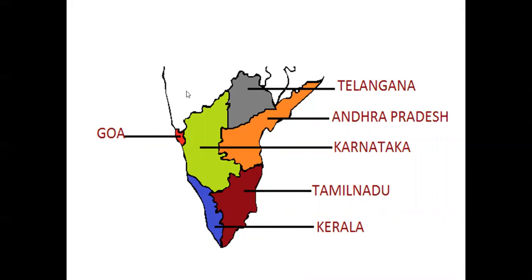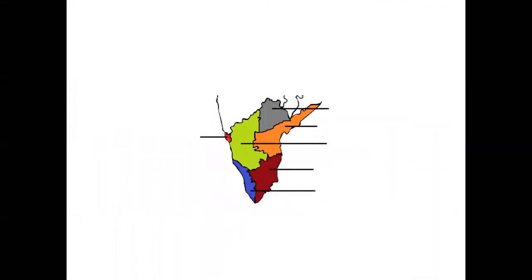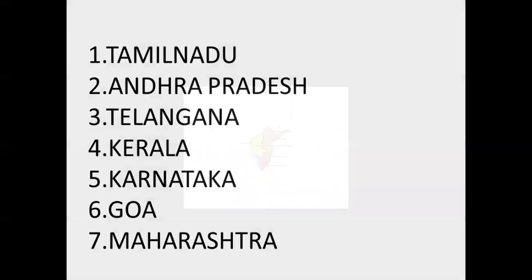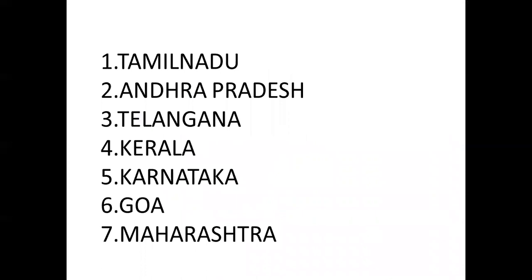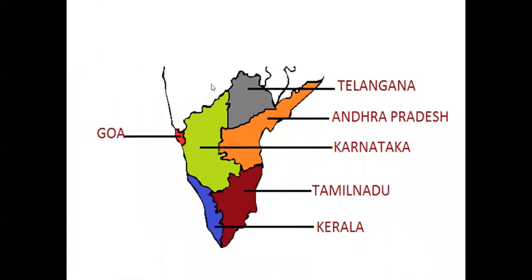I have put across the next slide. So that state, again, I will just list: Tamil Nadu, Andhra Pradesh, Telangana, Kerala, Karnataka, Goa, and Maharashtra. Here, this plain area is Maharashtra.